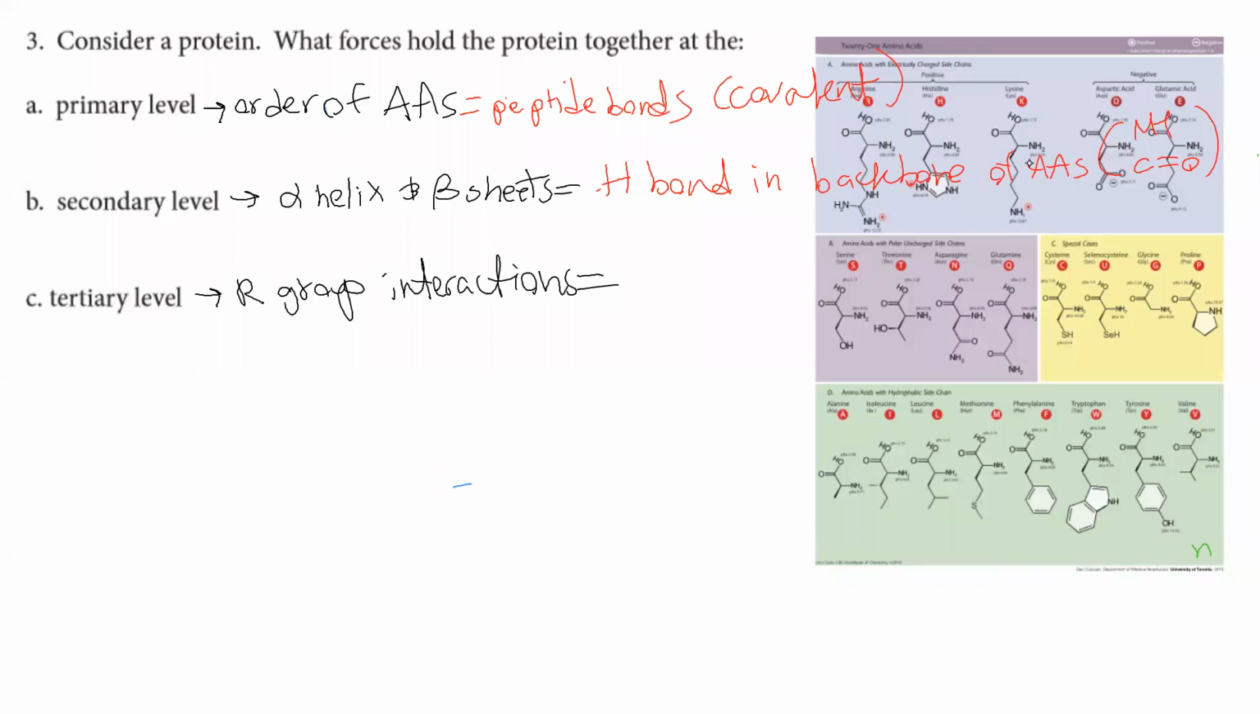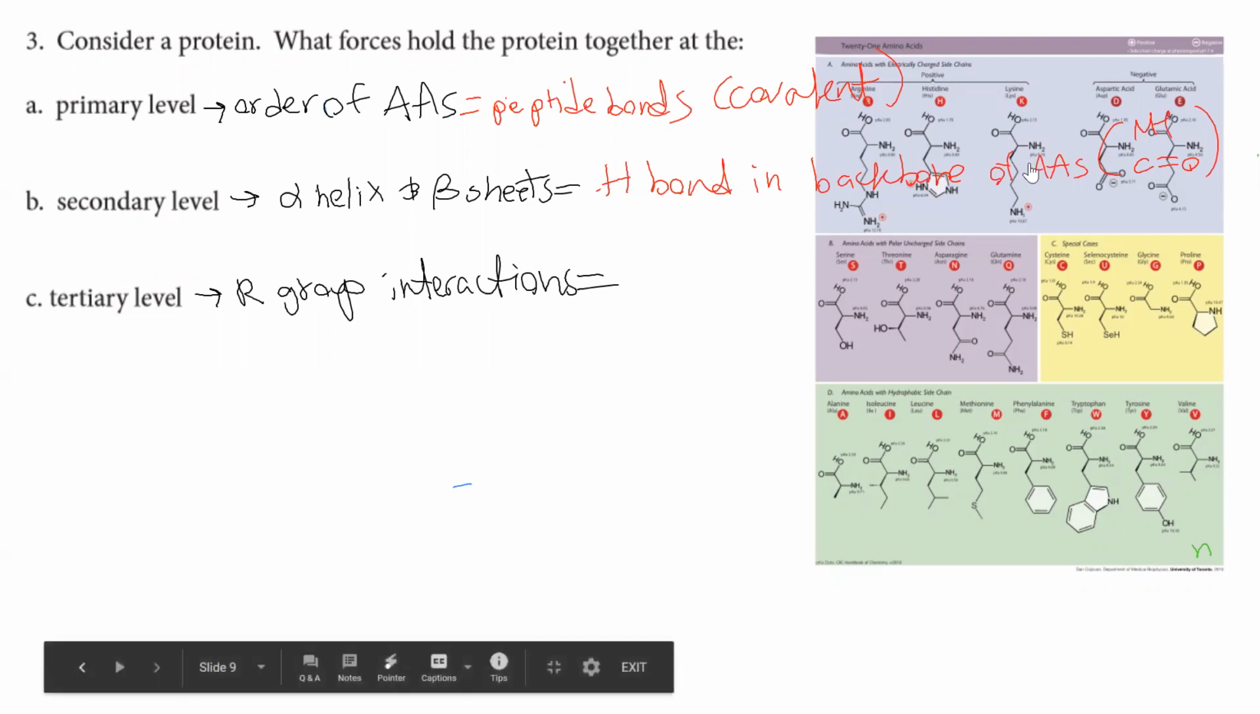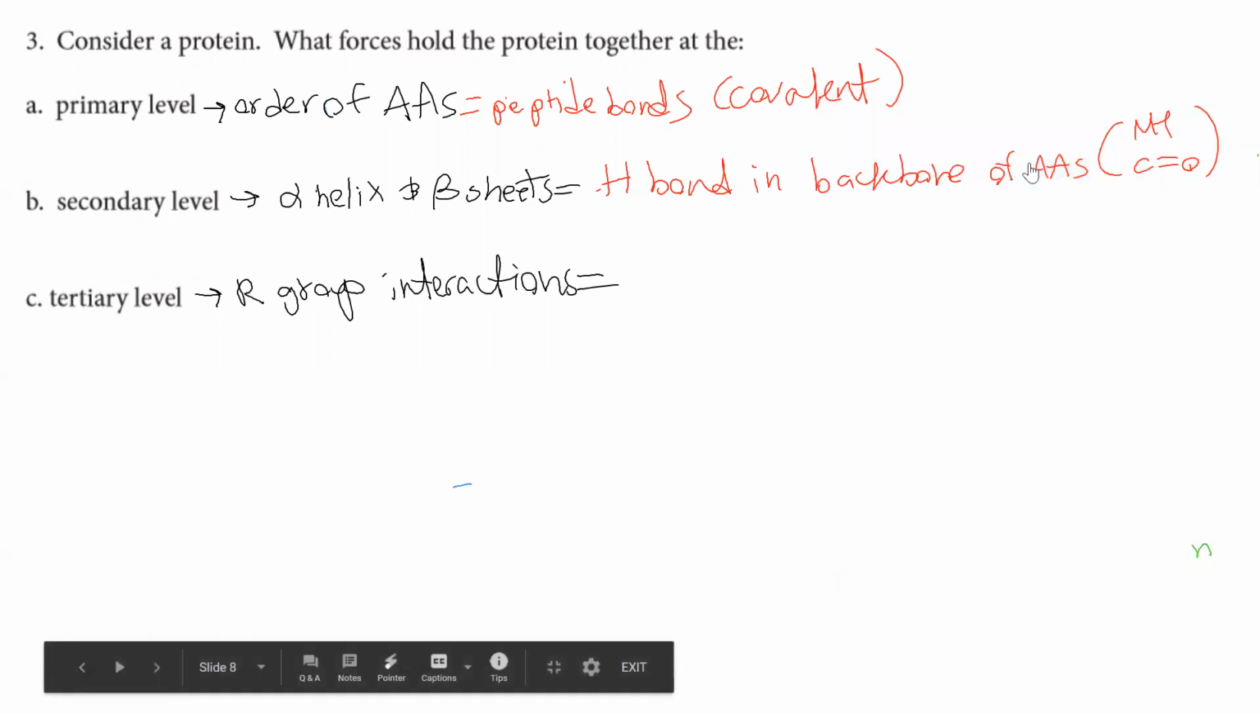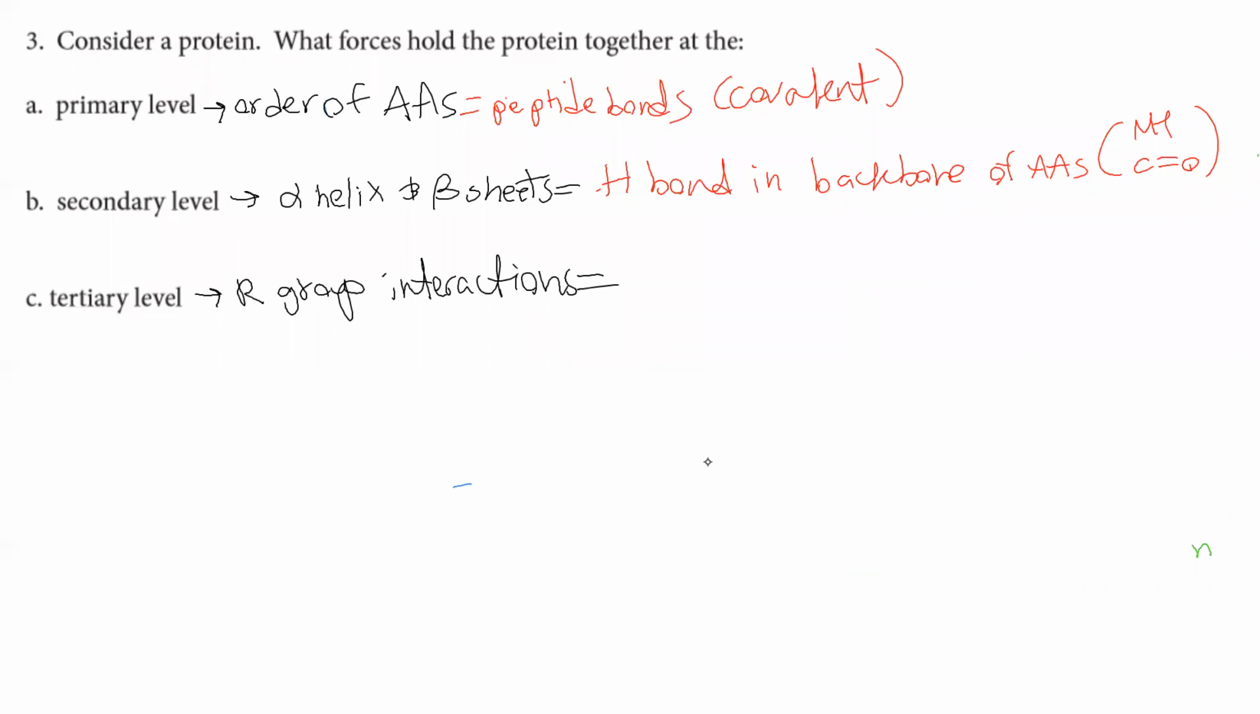Okay, sorry, I had to pause the video there real quick. So yeah, the tertiary level is all about R group interactions, and we have lots of different R groups. So we're going to have lots of different interactions. Basically we have every single bond type here. So there's going to be hydrogen bonding between the R groups.